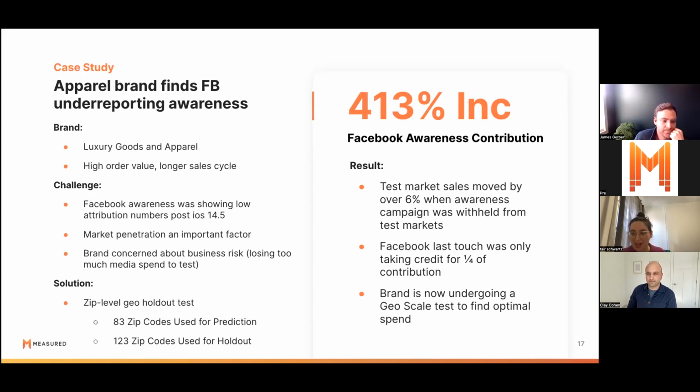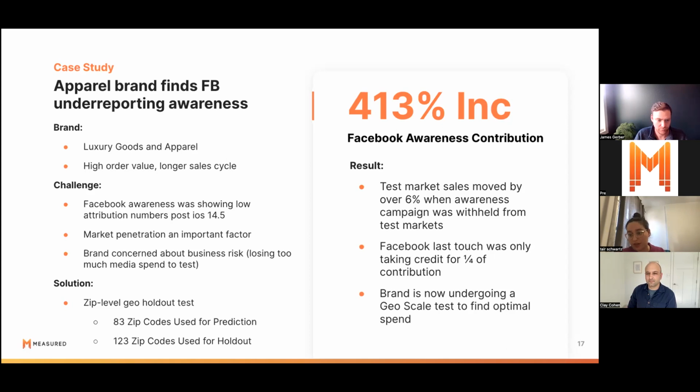So all this talk, and now for the results. Once the test was flighted for 30 days, we looked at the effect on the test markets, and we saw that the markets moved negatively because it was a holdout. So it's as expected, by over 6%, which is a really strong result. It indicates that there was a strong causal connection between Facebook awareness and what is happening in your actual sales, in your actual business.